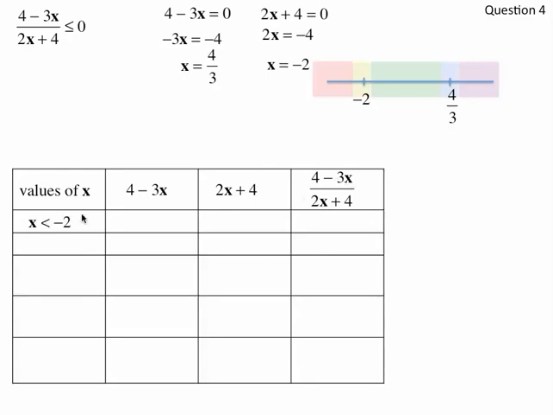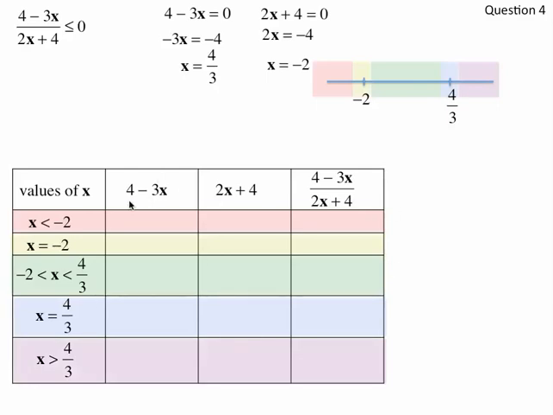All right, so we're talking about the region less than negative 2, which we've colored pink up here, the region equal to negative 2, which I've colored yellow over here, the region between negative 2 and 4/3 is right here, and I've colored that green, and the region equal to 4/3, I've colored that blue, and the region greater than 4/3, I've colored that purple.